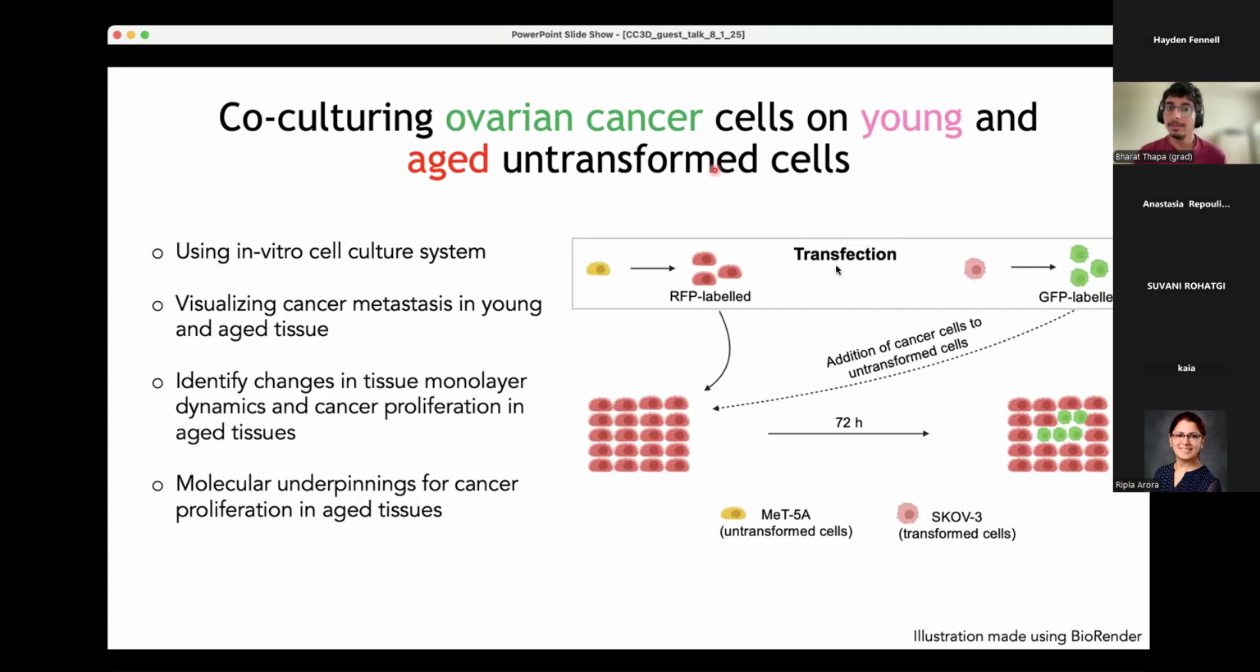I see a question popping up. How are you defining aged in vitro? That's a great question. Yes, in vitro, it's a little hard and tricky to define aged.